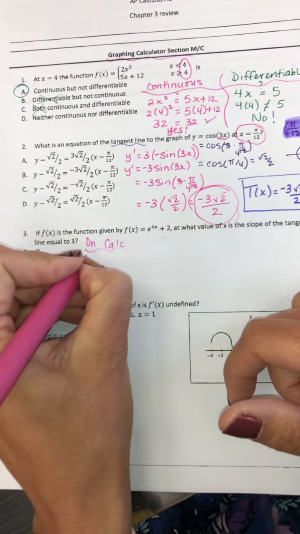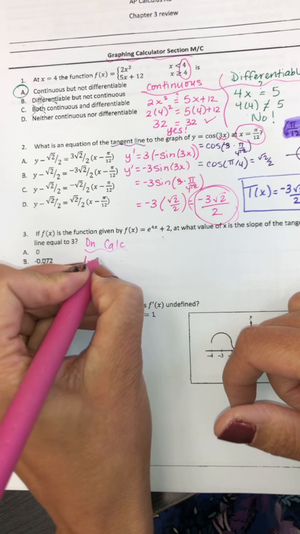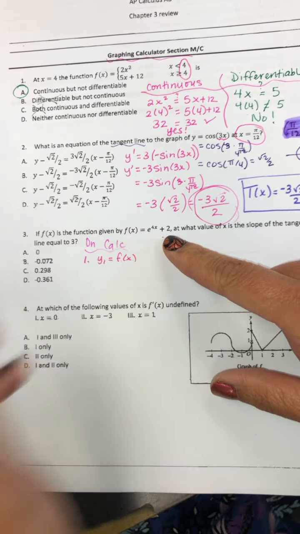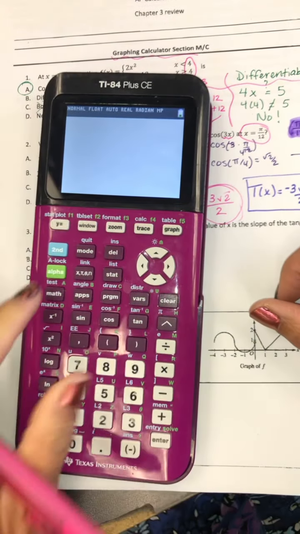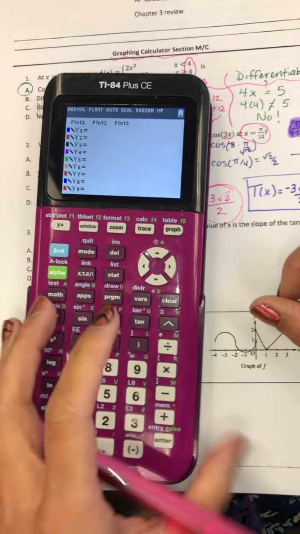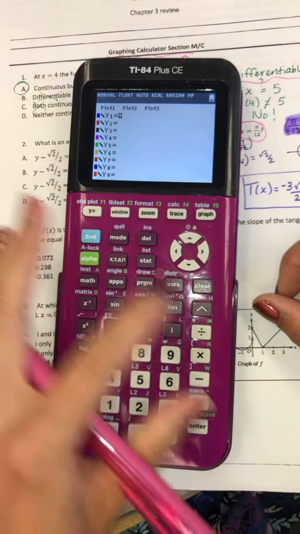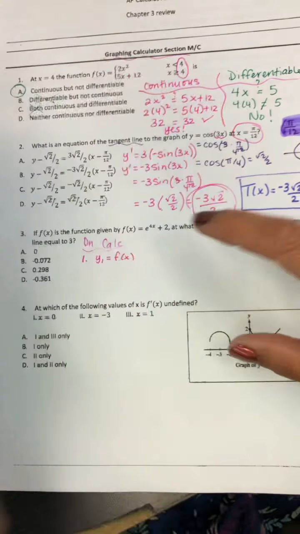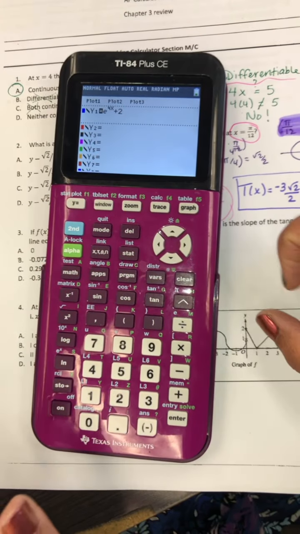It's gone. Okay, so step 1. We need to hit y1 equals and type in the function f of x into our calculator. Okay, so let's start with that. So y equals, and we'll put e to the 4x. So second e raised to the 4x power, drop it down, and then plus 2. All right, there's y1.